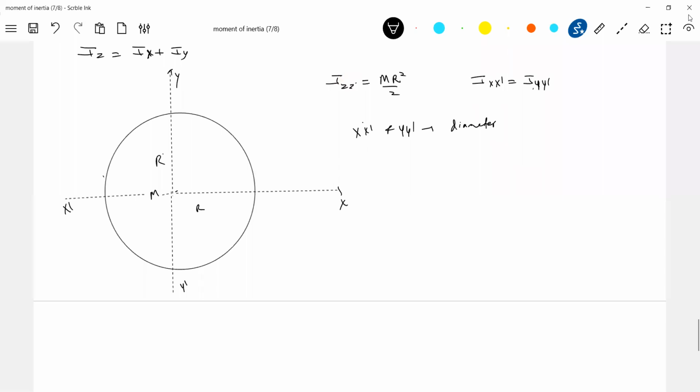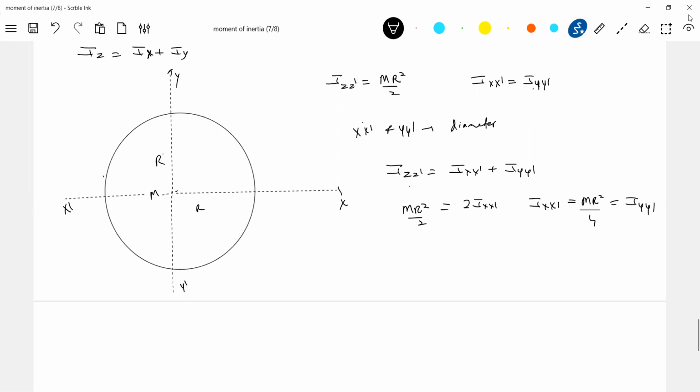So let me write, this is zz dash. From the perpendicular axis theorem, Ixx dash plus Iyy dash, these two are equal, and we know Izz dash is mr square by 2. So this is the moment of inertia about any diameter. What is xx dash? About any diameter, no?